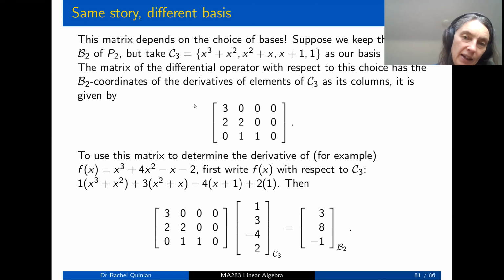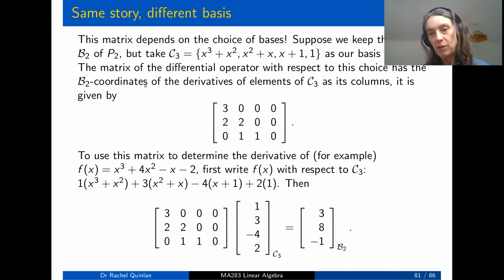Okay, so this would be the matrix of the differential operator from P3 to P2 with respect to the bases C3 for P3 and B2 for P2. How does this apply if you want to actually use it to calculate the derivative of some polynomial, which again, I don't really recommend, but if you did, how would you go about it?